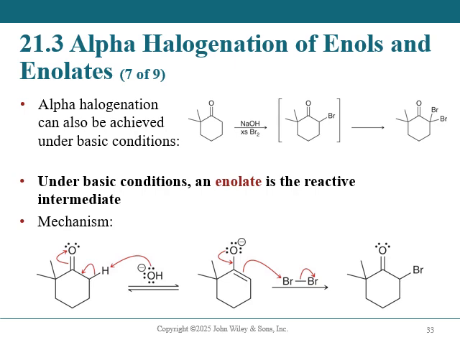Alpha halogenation can also be achieved under basic conditions, as you can imagine. Under basic conditions, the enolate is going to be the reactive intermediate. As you know, we have a deprotonation step that kicks off everything. Once we do that, we have the enolate forming, and from there you have the attack that will allow for the halogenation.